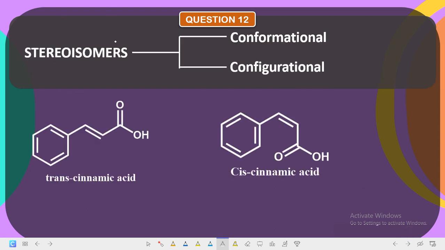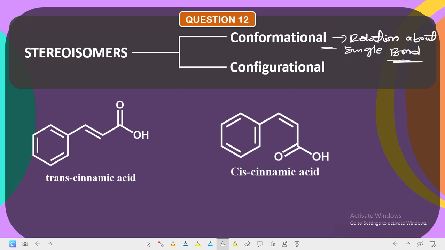Now let's look at the different types of stereoisomers. Stereoisomers are classified into two. We have what is called the conformational isomers and the configurational isomers. Now the conformational isomers are compounds that differ due to a rotation about a single bond. So compounds that differ due to rotation about a single bond are called conformational isomers.